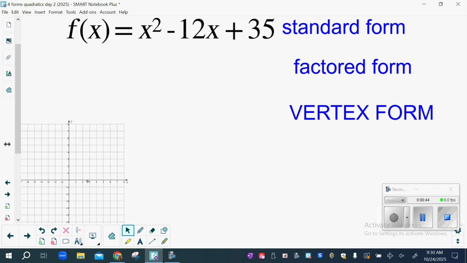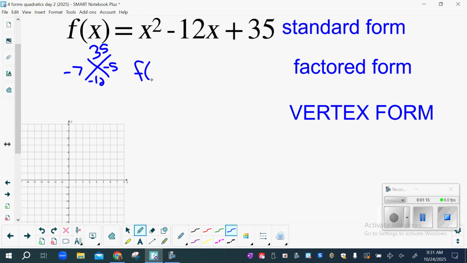Now the next one I'm going to do is factor form. And here's why. Because it's easy, right? So let's factor this guy. And if you're like, Miss T, really? Is it that easy? It is. So here's what I'm going to do. I'm going to take this guy and I am going to x factor it. And I'm going to say, what are the factors of 35 that make -12? And that should be -7 and -5. Nice and easy. So factored form looks like this. F of x equals x minus 7, x minus 5.